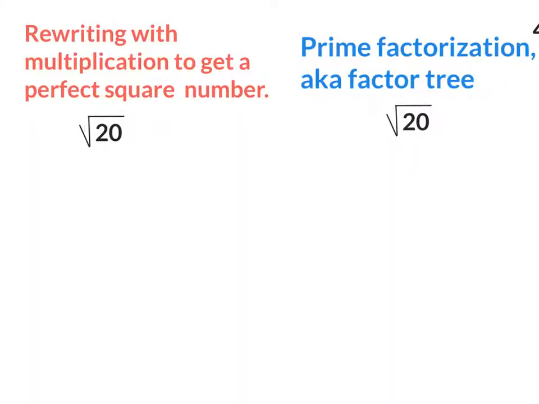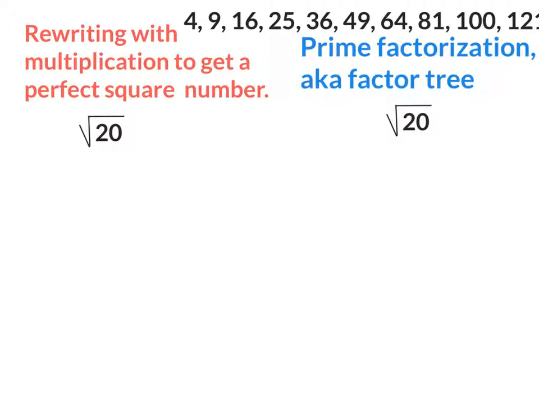Check it out. The square root of 20. Okay, so once again, I'm going to think of my perfect square numbers, and I'm like, oh, 4 will work. Okay, so 4 times 5 is 20. I'm going to split the root. What's my final answer? 2 square root of 5. Okay? If you understand that, that's great. But just for funsies here, let's practice doing it with the factor tree.